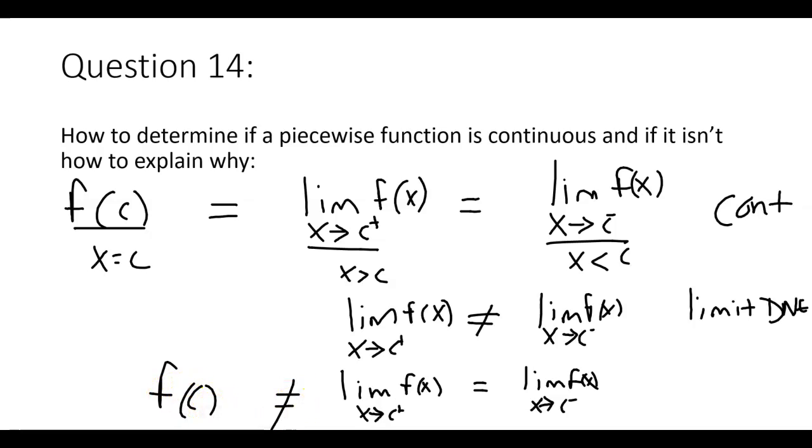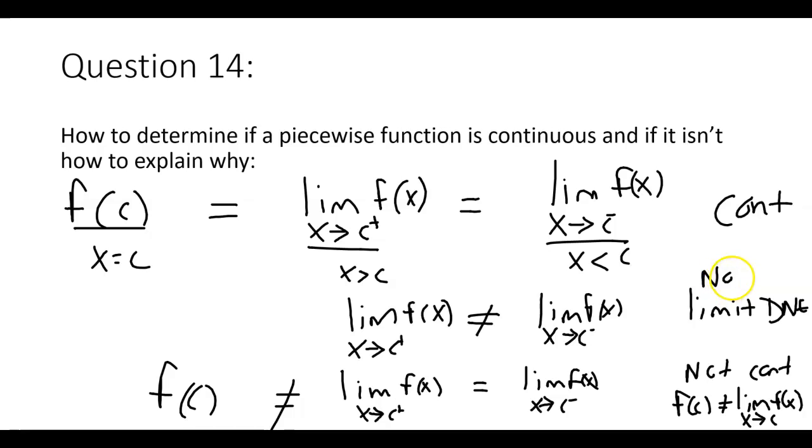So the actual function value doesn't equal those things. In that case, you would say it's not continuous, because the function is not equal to the limit. So even though the limit exists, and even though the function exists, they're not the same thing, and therefore it's not continuous for that reason.